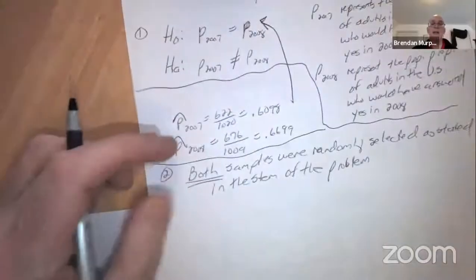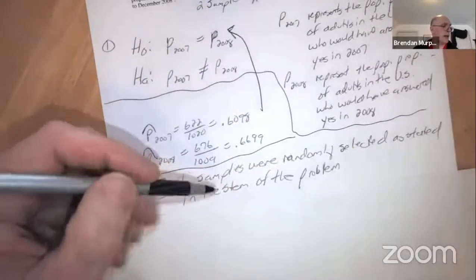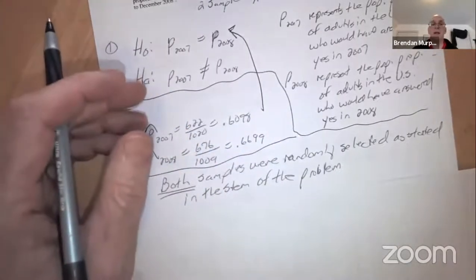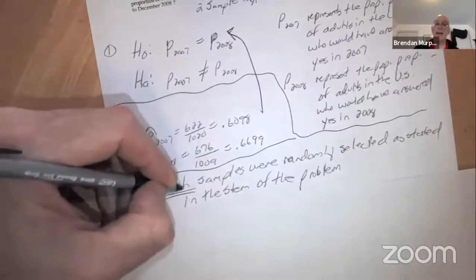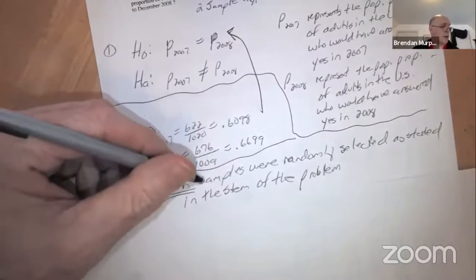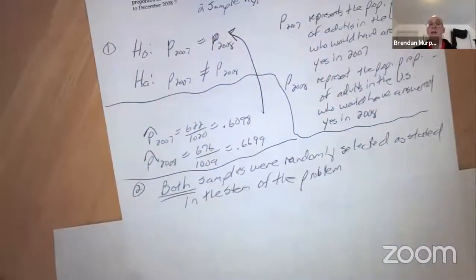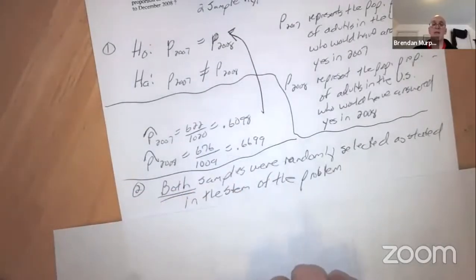Okay, so I need to check some conditions. Both samples were randomly selected as stated in the stem of the problem. Super important, right? We have two different samples and they both needed to be randomly selected. So students, if they said here, you know, random sample check, they didn't get full credit here. We wanted them to say both samples or something to that effect.